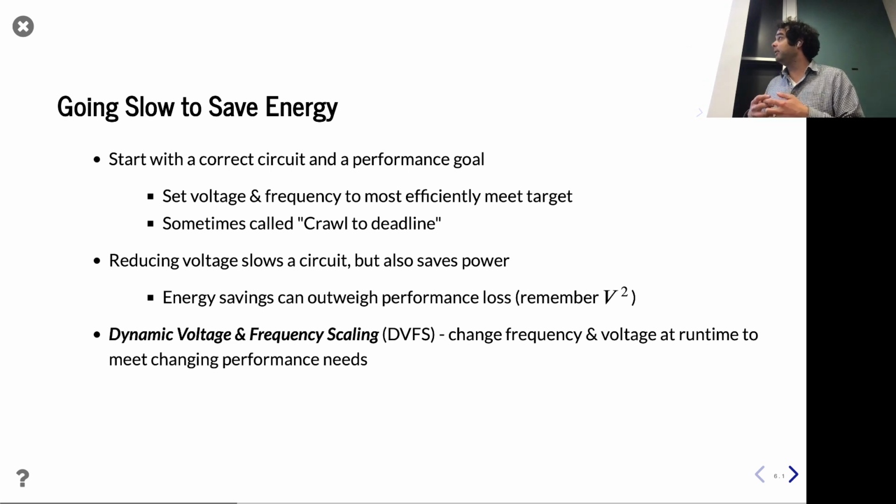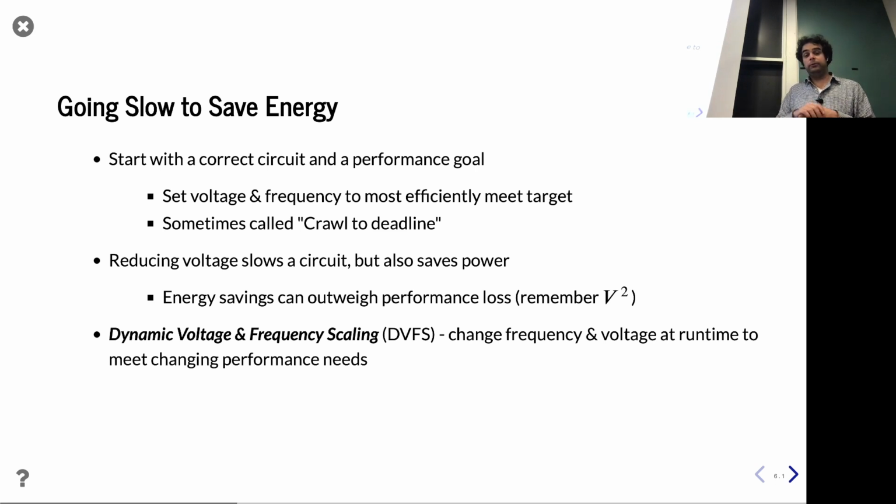So one, this is a very common one, is you want to go slow, right? You have some sort of goal you want to meet, or some sort of performance target. For example, if you're trying to play video, you need to make sure you render every frame in time for the next frame according to either 30 or 60 frames per second or something like that. And so typically you have enough computational power to get the task done in time.